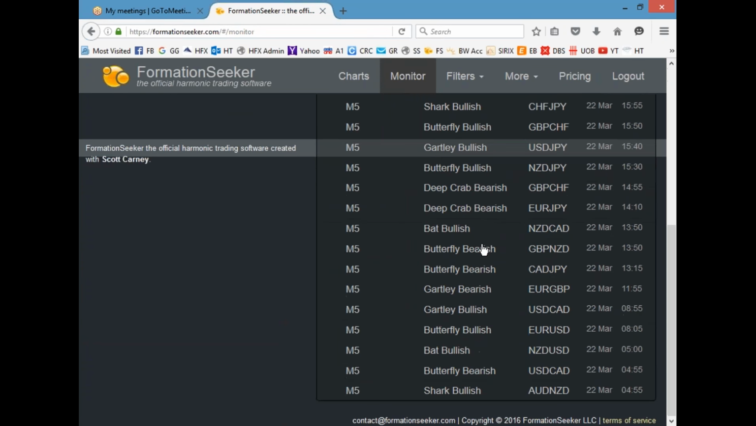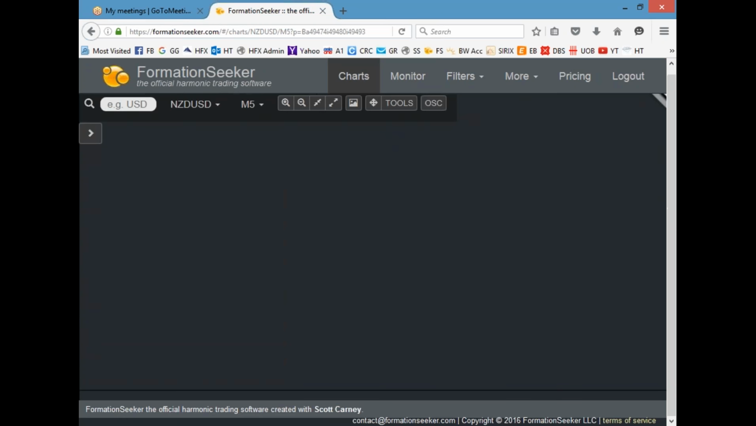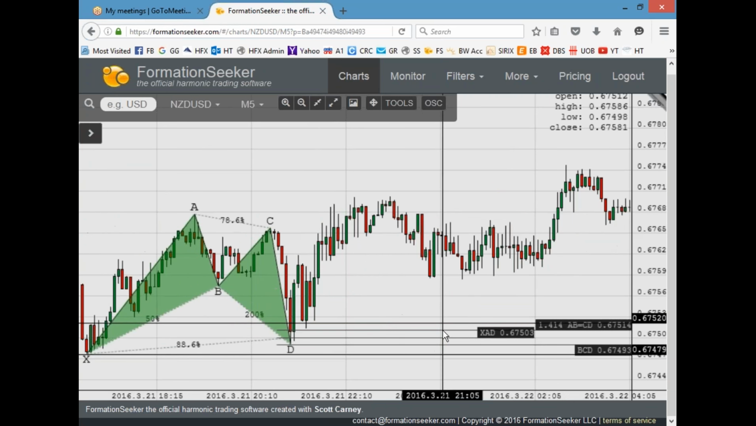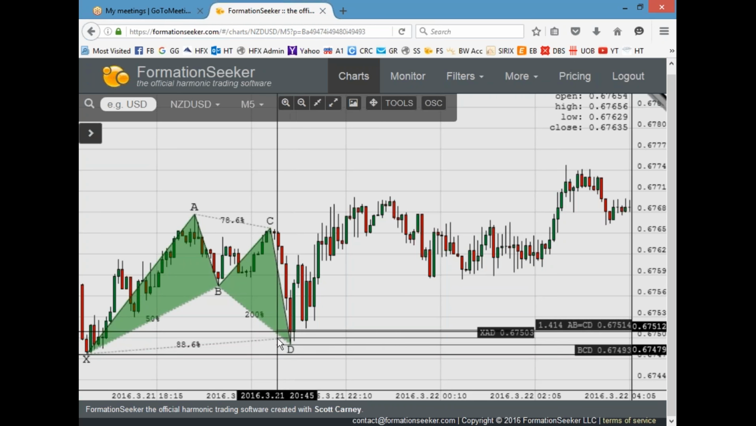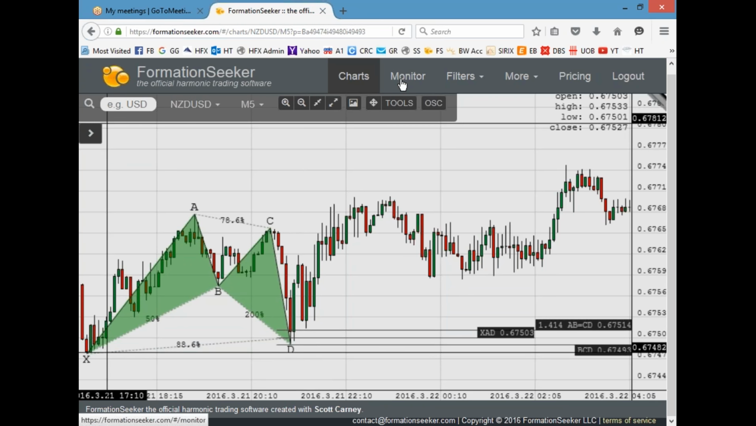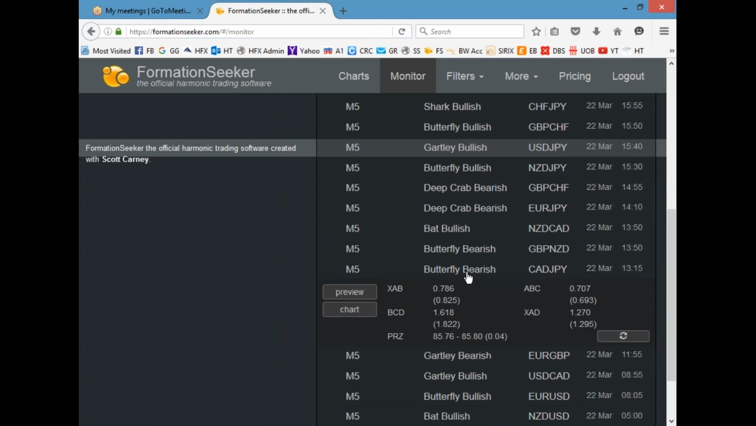Okay, so let's look at something that really completed. That one was kind of half-baked, but let's see if I can find something that worked out. Let's go to the chart. Okay, here you can see the pattern, so maybe it's time for me to start looking at M5 patterns as well, because this looks really good, although this didn't complete 100%. Okay, so let's go back again. I want to find something that really completed, either successful or unsuccessful. Let's try to find one.